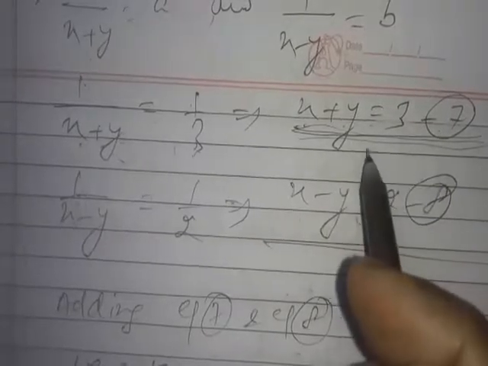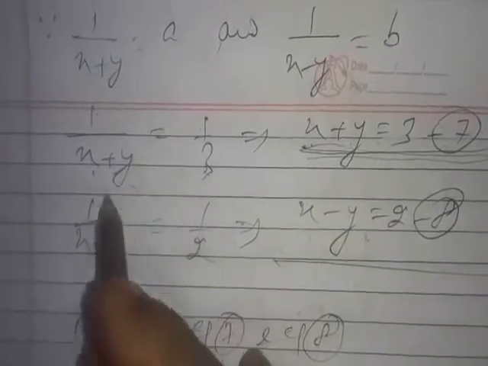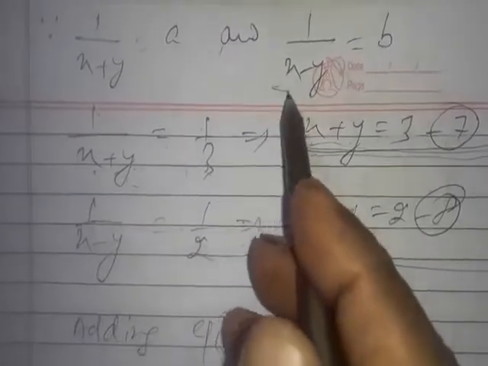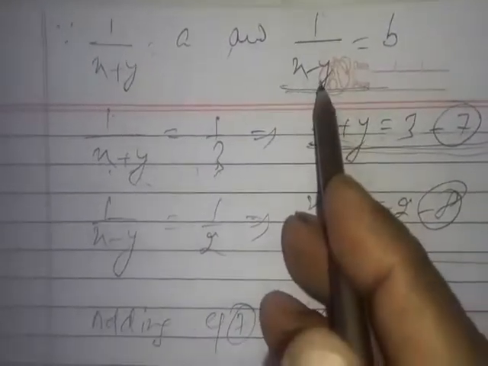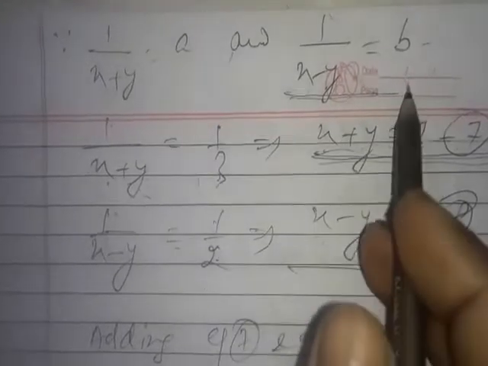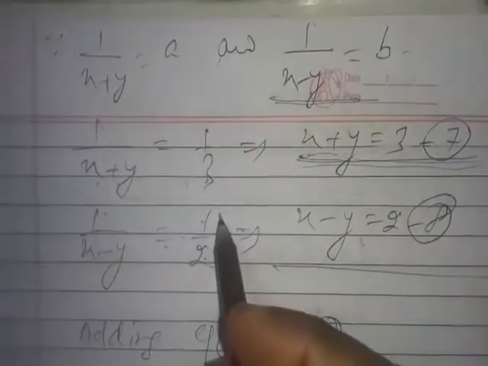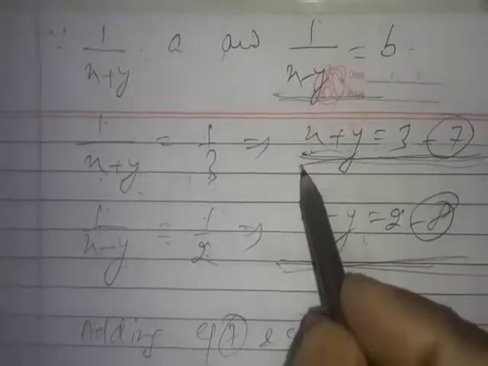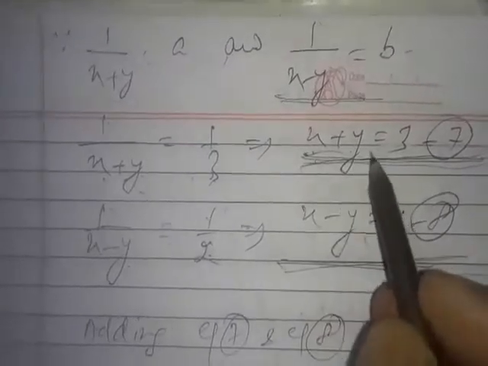Similarly, by putting the value of b which we have assumed earlier, 1 by x minus y is equals to b, we see that 1 by x minus y is equals to 1 by 2, the value of b which we have obtained earlier. So again by solving it, we get another equation x minus y is equals to 2. Now we are having equation number 7 as x plus y is equal to 3, while x minus y is equals to 2 is equation number 8.